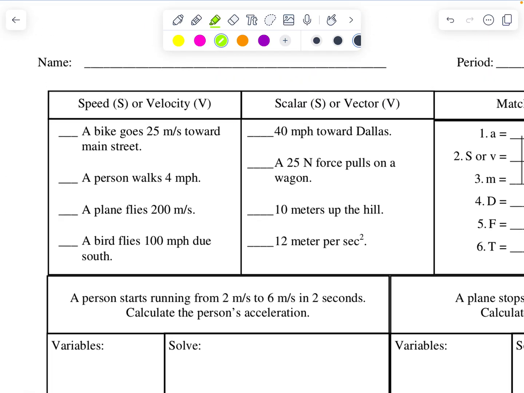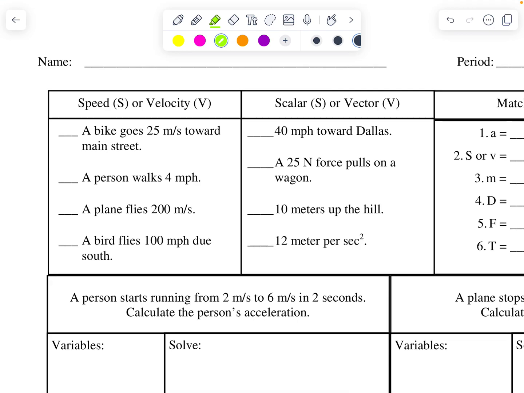Now let's move up here and start solving our problem. We're going to write S or V here. Remember, S or V, and speed, speed has no direction.